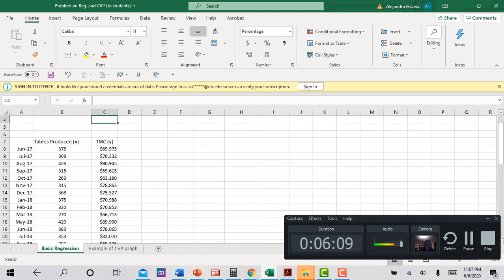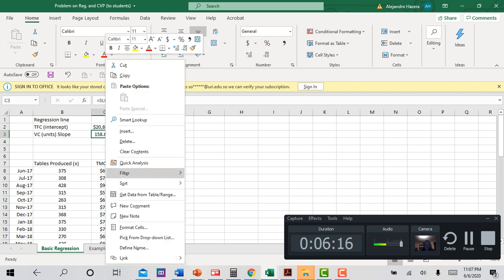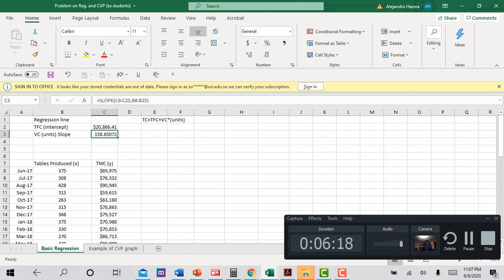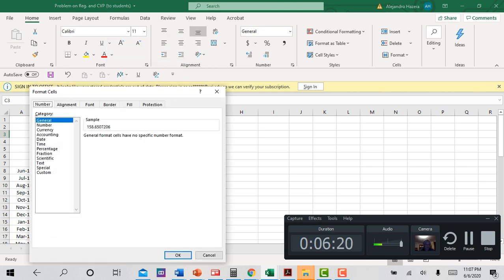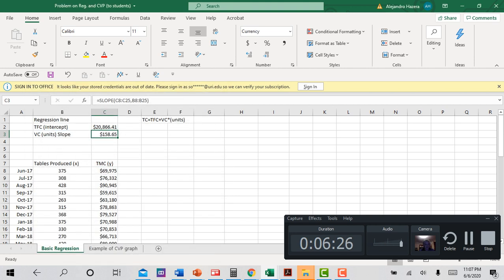Okay, so let's see what we get here. We get variable cost per unit of $158, and I'm just going to go ahead and format this in dollars. It's very important. That looks good to me. Okay, so we have here a regression line. The regression line is of this form right here. Okay, and we'll be more specific about it.